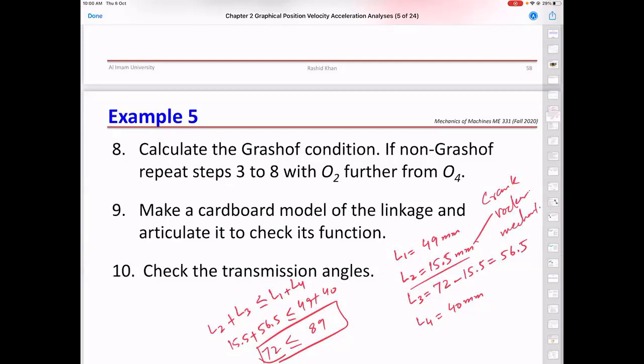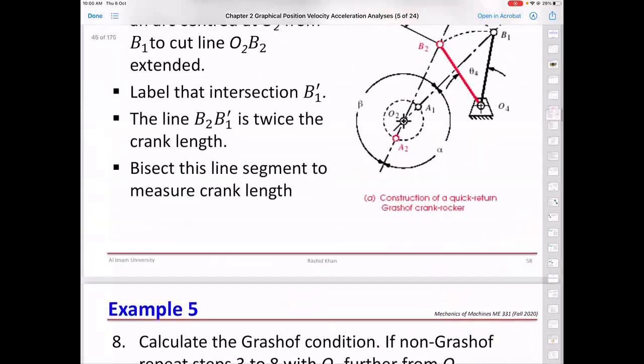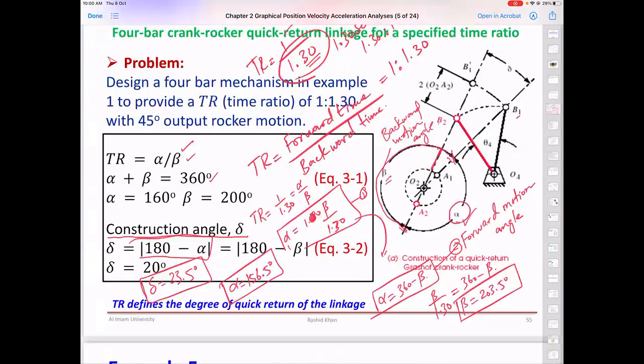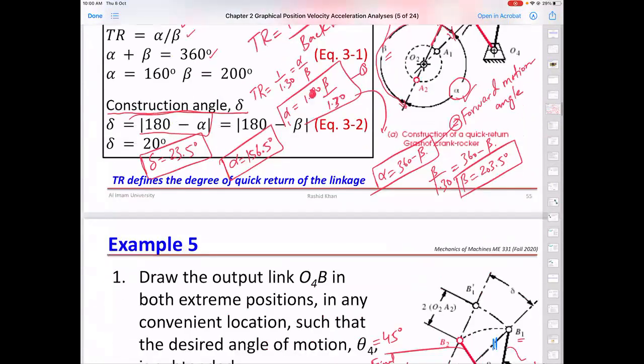Okay. So it is satisfied. It means you have designed the quick return mechanism, right? Where the forward time is 30% less than the backward time, okay? And the angles we calculated. So these are the dimensions, okay?